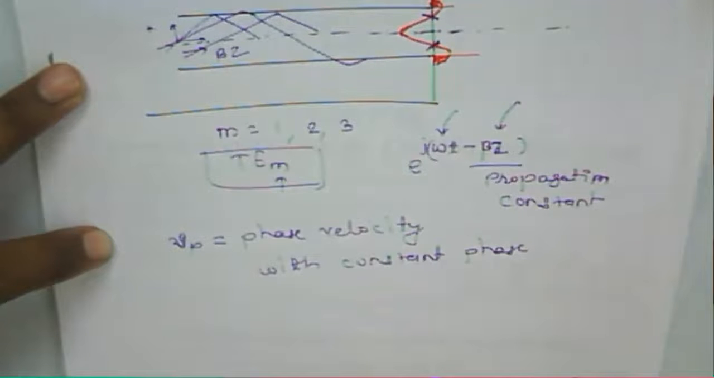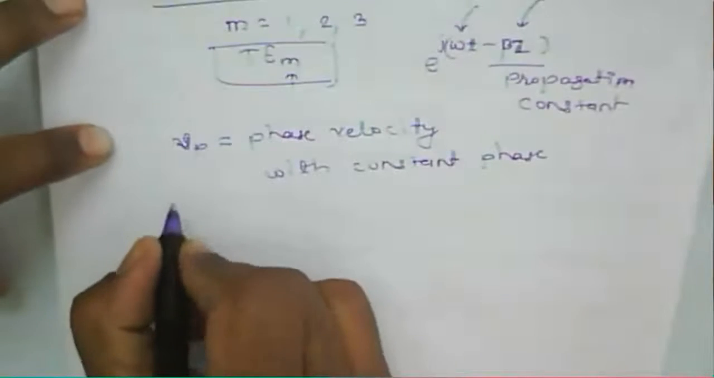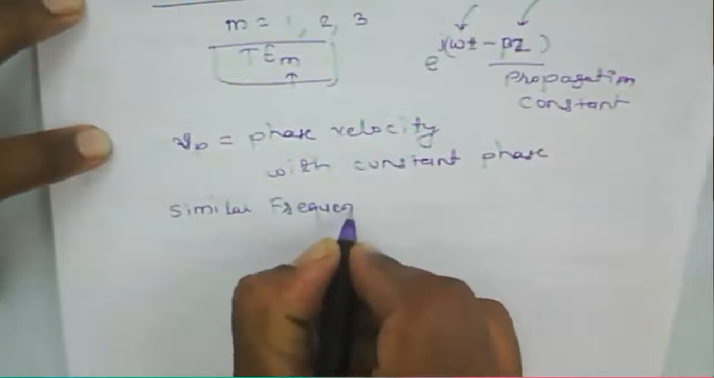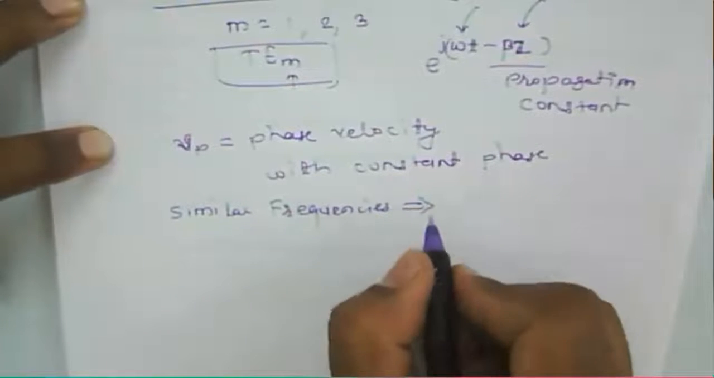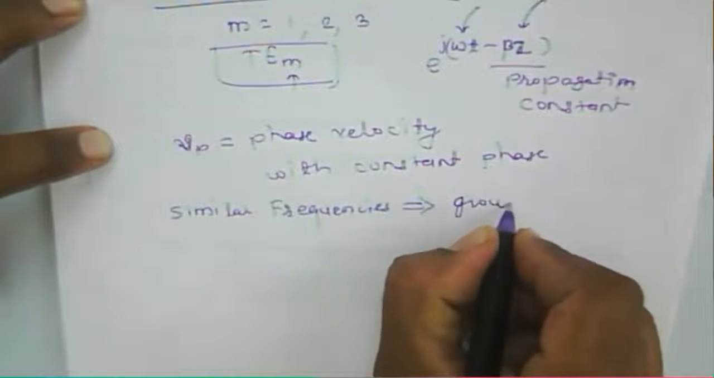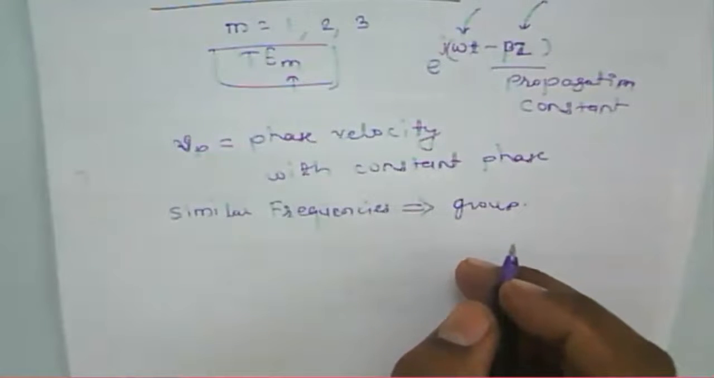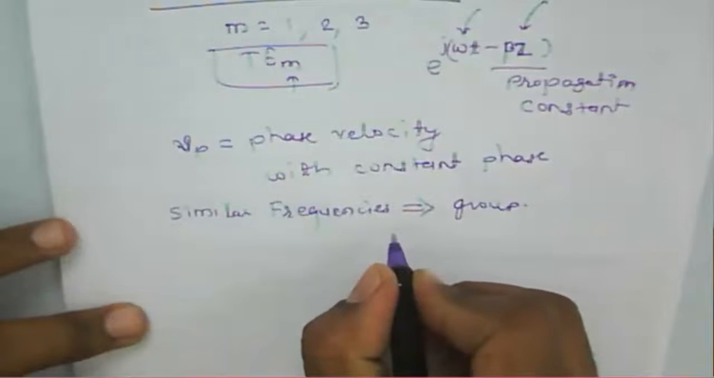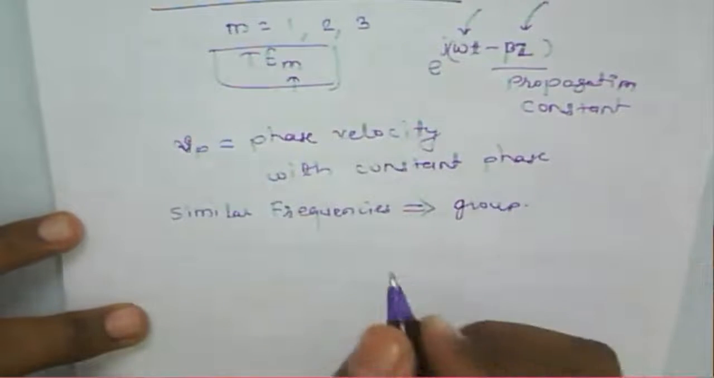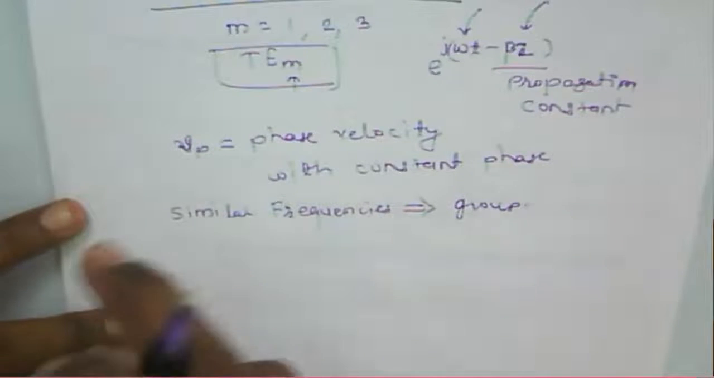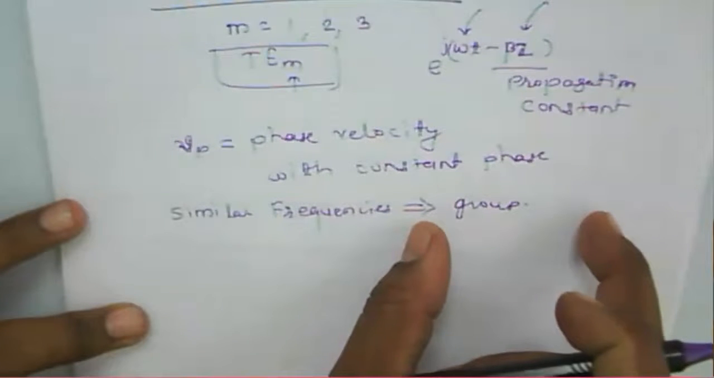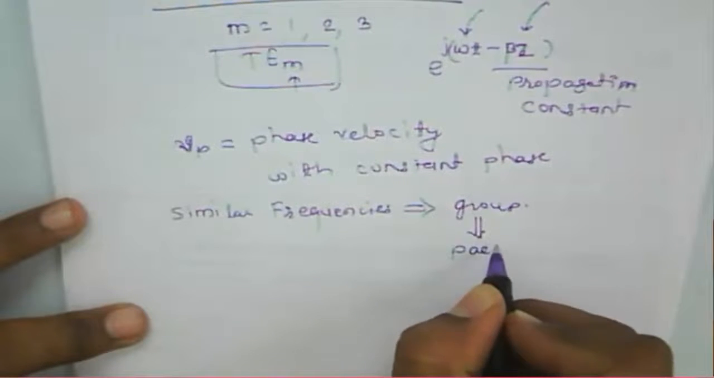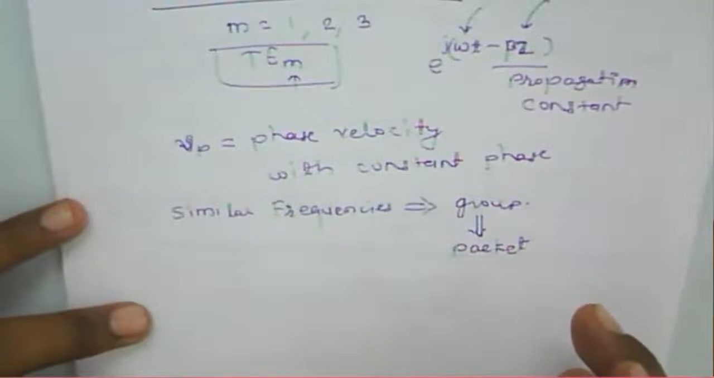Those frequencies are similar. We consider that similar, closely spaced frequencies form a group, a group of light rays or waves with nearby frequencies propagating through the guide, and that group of the signal forms one particular packet. That is nothing but a packet formation.